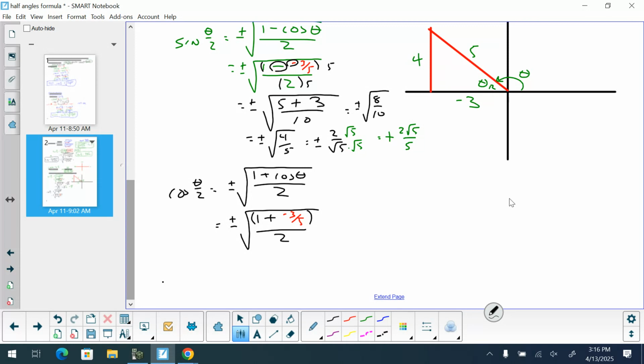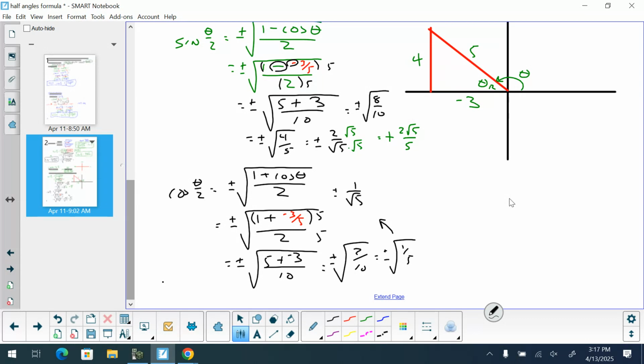Multiply through by the value of 5. What we're left with is plus or minus square root of 5 plus a negative 3 divided by 10, which is plus or minus square root of 2 over 10, which is plus or minus square root of 1 over 5, square root of 1, square root of 5. We're left with 1 over square root of 5, plus or minus, multiplying by radical 5, radical 5. We're left with plus or minus square root of 5 over the value of 5.